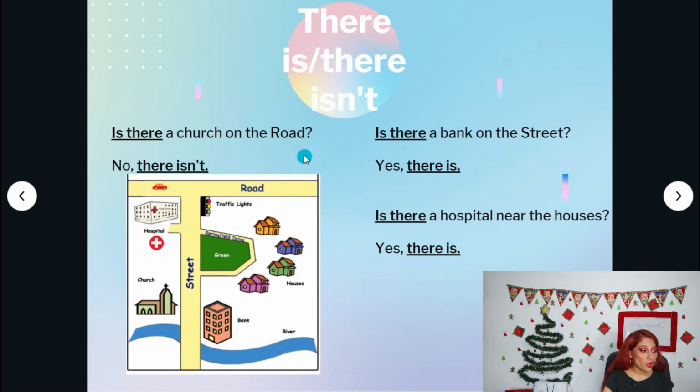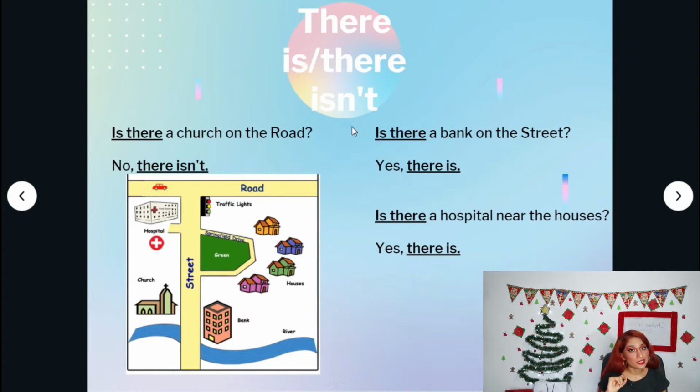Is there a church on the road? So, this is the road. On this side, we don't have anything. De este lado no tenemos nada. No logramos ver lo que hay de ese lado. But we can see traffic lights. We have a house. And then we have a hospital. But I don't see any churches in here. Pero no veo ninguna iglesia. So, my answer is no, there isn't.